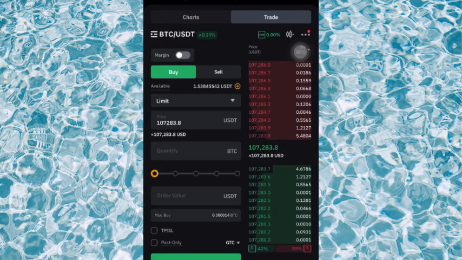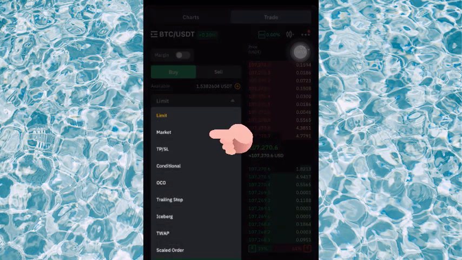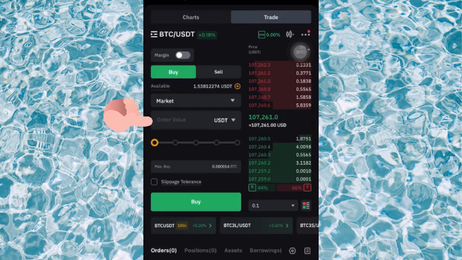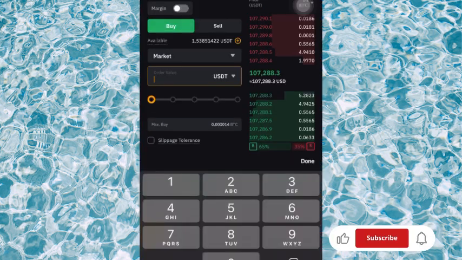Since you are going to buy, make sure it is on the buy side, not the sell side. The sell side means you want to sell your BTC, while the buy side means you want to buy. Here at the right corner is the price of BTC. Over here you're going to see limit, so you have to switch it to market. In case yours is not showing market, it might be showing smart market, so you have to put it on smart market.